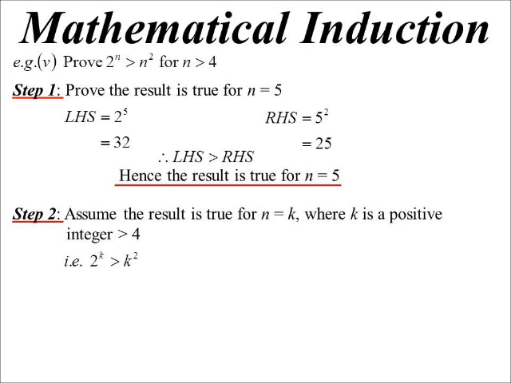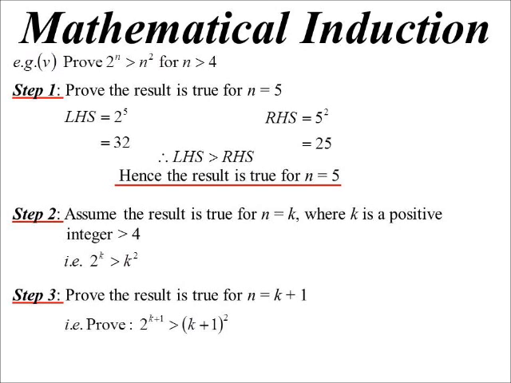So we're going to assume 2 to the power of k is greater than k squared, and we're going to prove the result's true for k plus 1, so 2 to the power of k plus 1 greater than k plus 1 squared. That's what we're trying to prove. Okay, so 2 to the power of k plus 1. So I've got to get my assumption in here somewhere.